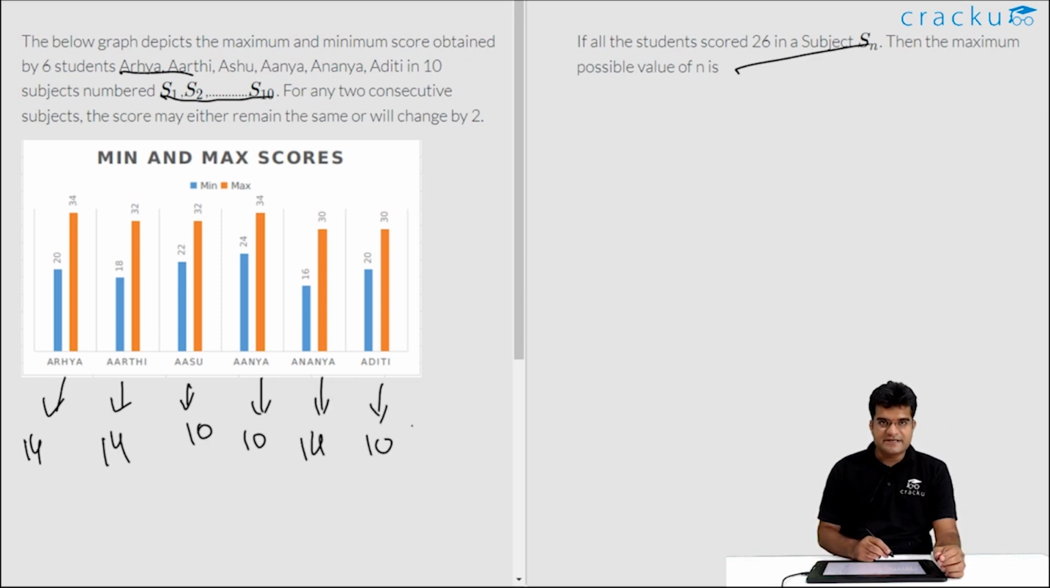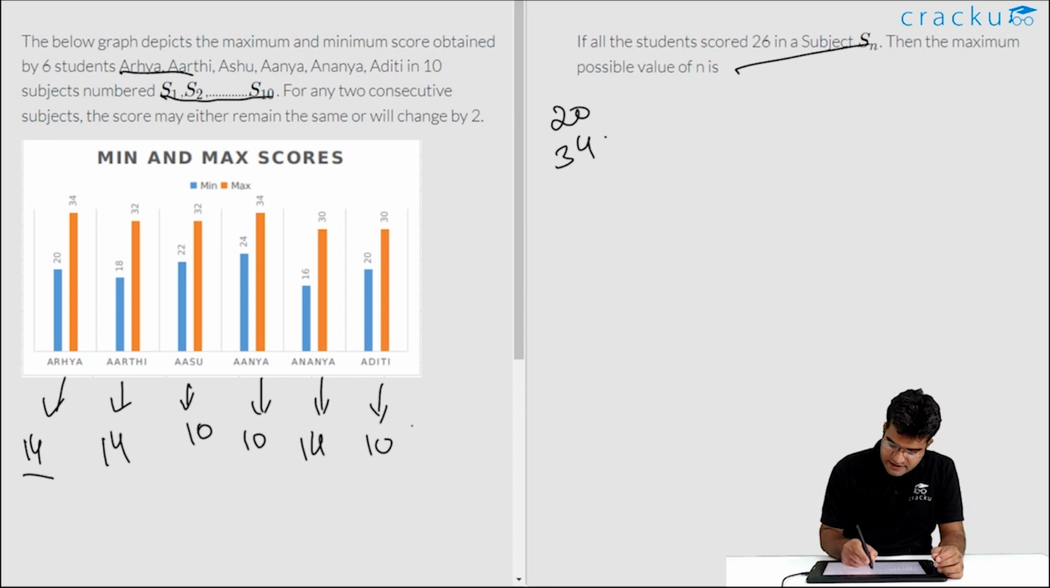So in any sort of having some sort of a constraint, it is always better to first look at the ones where the difference between the maximum and minimum is a lot. So if you are first looking at, say, Arya, she has scored a minimum of 20 and a maximum of 34. And we want to make her score of 26 as close to the 10th subject as possible. There is another thing that you should observe, that to go from 20 to 34, that is from the minimum to maximum, the difference is 14.